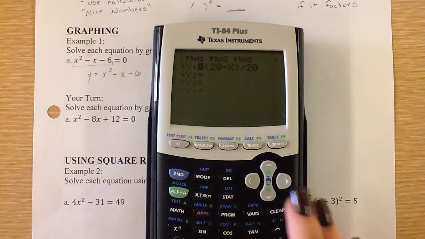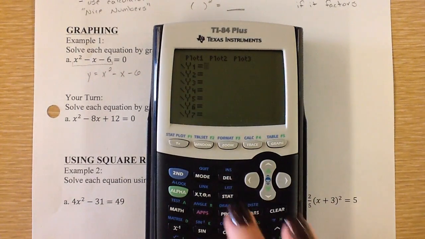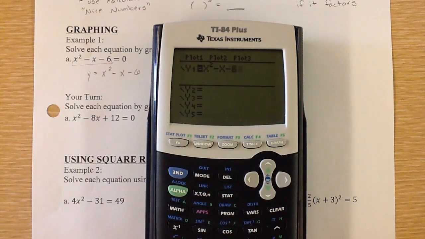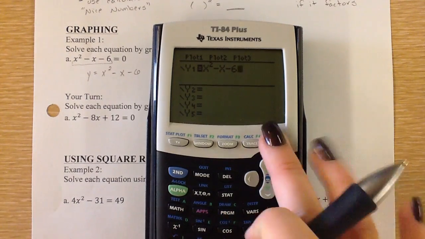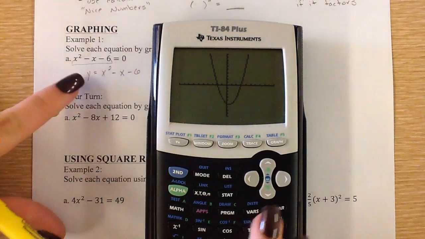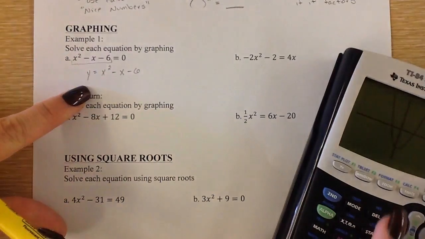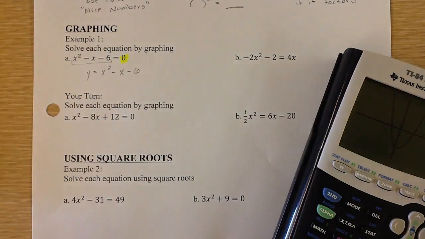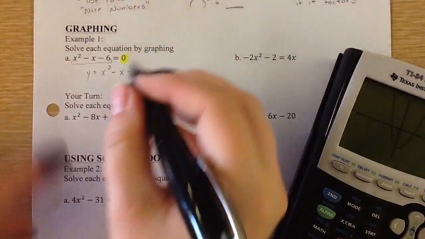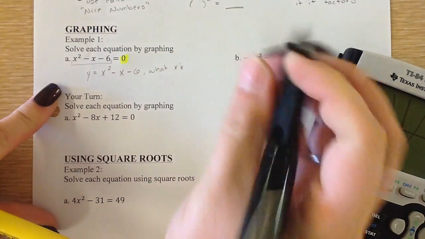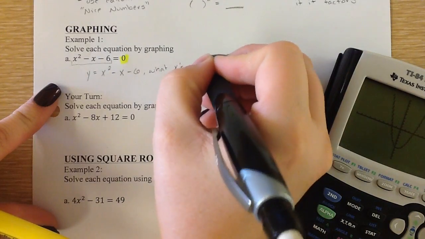So we're going to go to my y equals. We're going to graph y equals x squared minus x minus 6. And again, we use this button for my x's, that one right there. And then I'm going to graph it. So I'm looking for where this is equal to 0, because here we have it set equal to 0. So I'm looking for what x's make y 0.